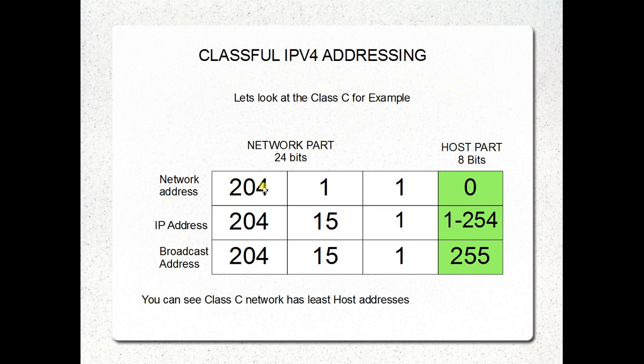Anything in these three numbers is the network address, and these are going to roll up just like I showed you before. The IP addresses live between here and here, so it's only 1 to 254. That's it. You have 254 IP addresses with this Class C network. That's all you have. So you go 204.15.1.1, 204.15.1.2, 204.15.1.3, all the way up to 204.15.1.254.